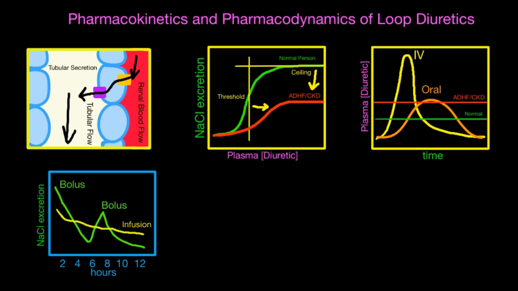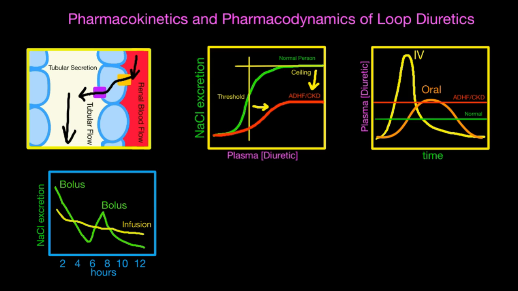What I'm showing you here is that with repeated bolus dosing of loop diuretic, from the first dose to the second dose, you actually see a decrement in the amount of sodium chloride excretion. This is assuming we're even hitting threshold, right? You can see that with the first dose, there's this first dose effect. Let's assume we hit threshold and we get a great response. Even with the second dose, there's a little less than we got with the first dose.